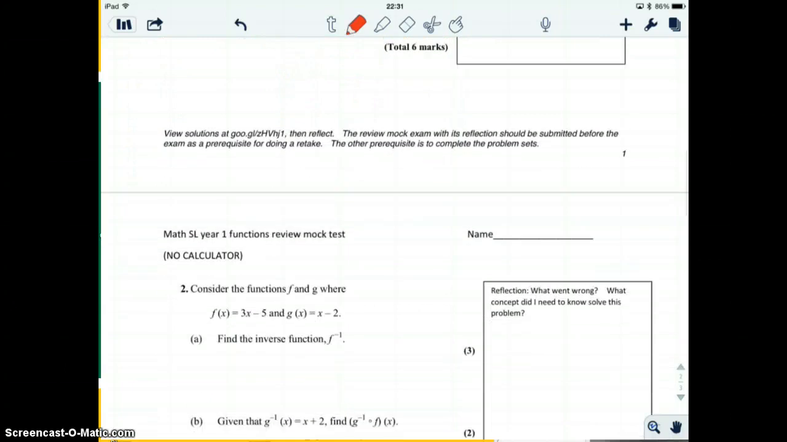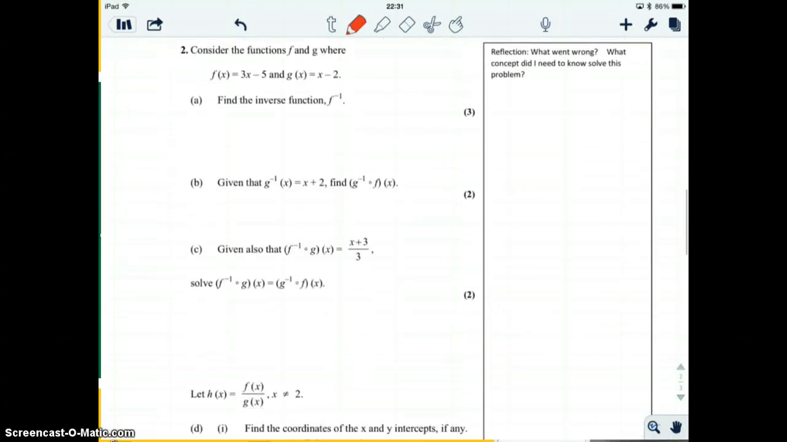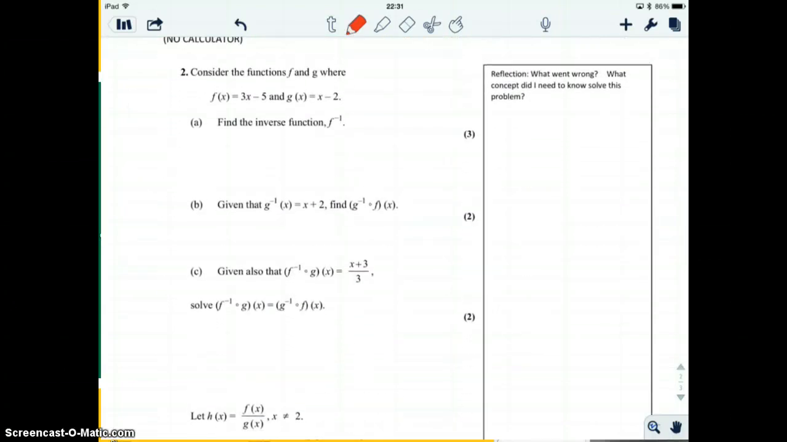Okay, now we'll go to number 2. Consider the functions f and g where f of x equals 3x minus 5 and g of x equals x minus 2. Find the inverse function f inverse. Now we're just going to use variable interchange again.